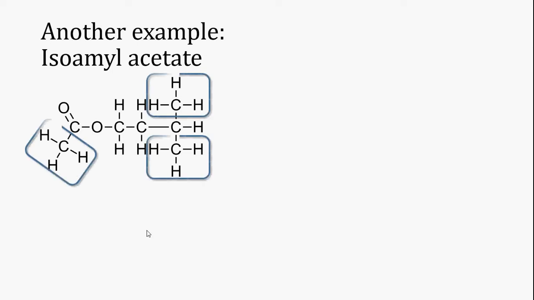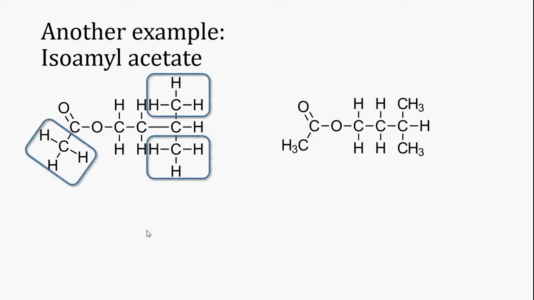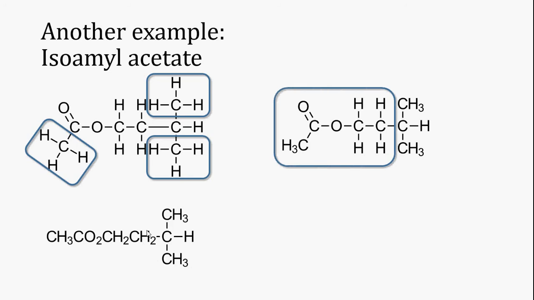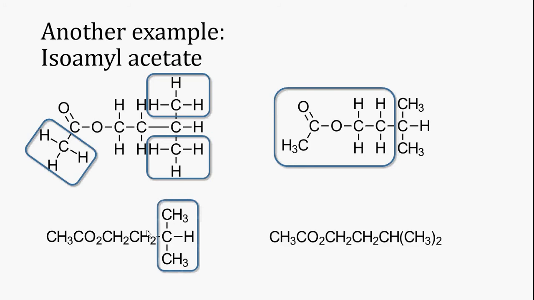First, we can condense down all the CH3 groups, as we have done before. And again, just this simple act already makes the structure much easier to interpret. Now let's condense down this group here using the rules that we've talked about. It's now CH3, CO2, CH2, CH2, and then finally we condense the branched group at the end. The final condensed form is shown at the bottom right: CH3, CO2, CH2, CH2, CH, and then two CH3s attached there.